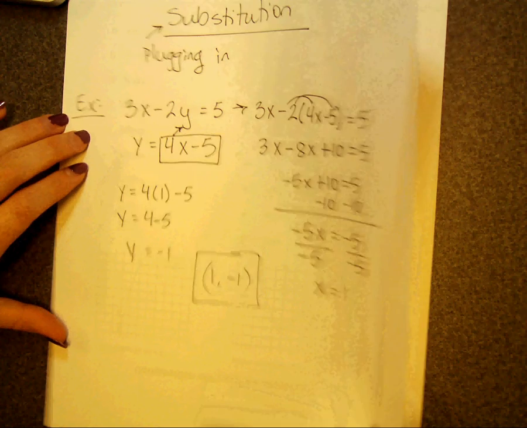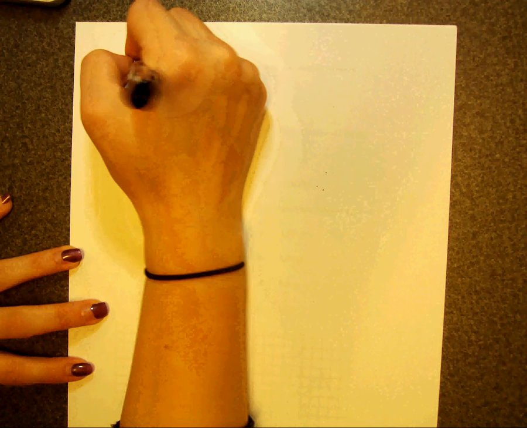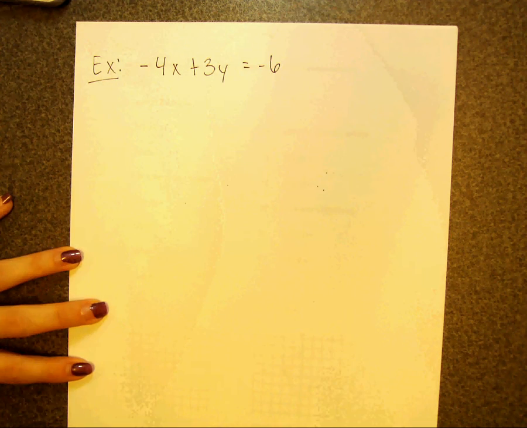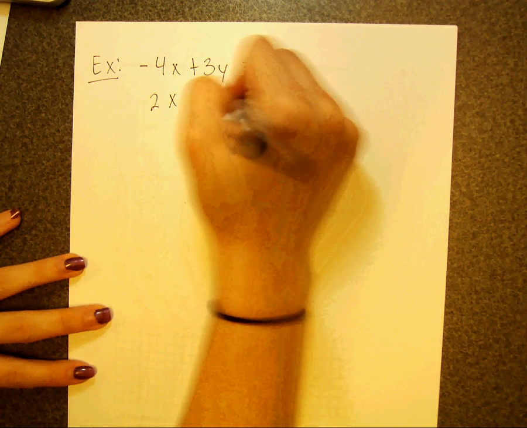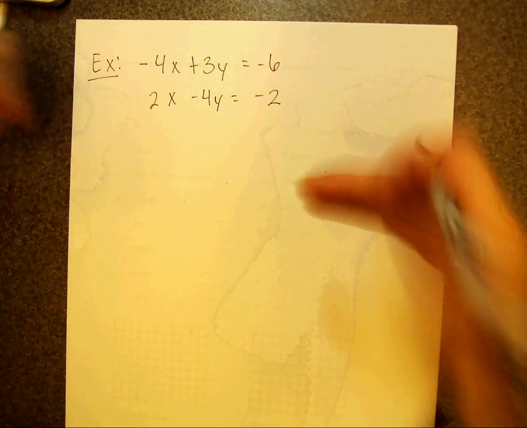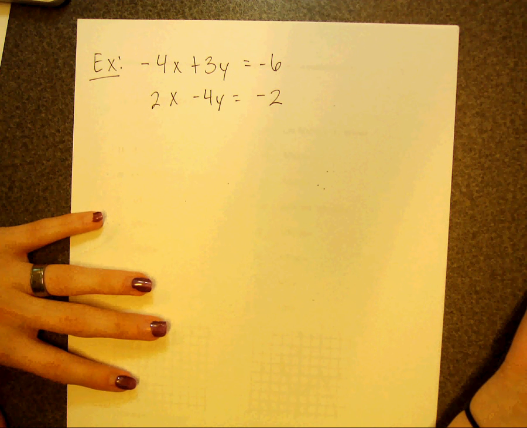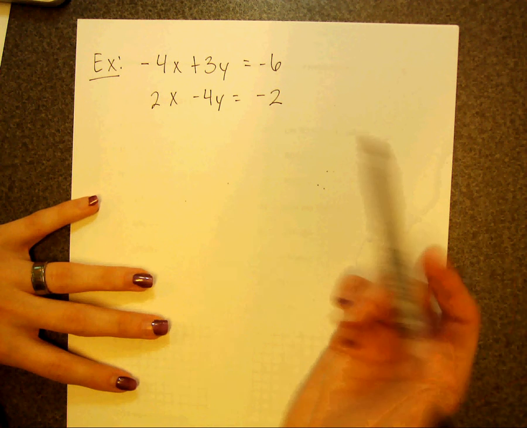Alright, so this one was already set up for substitution. So let's look at one where I would have to manipulate it so that it would work for substitution. Another example, let's say I have negative 4x plus 3y equals negative 6, and 2x minus 4y equals negative 2. Now, neither one of these equations is solved for either of the variables, so we have to identify what would be the easiest variable to get all by itself.